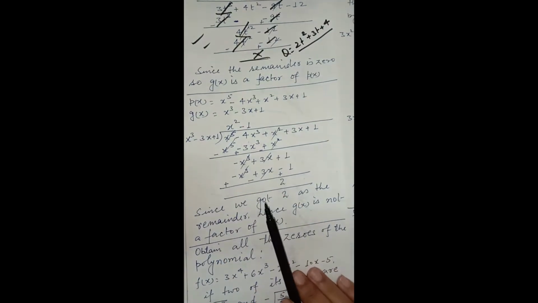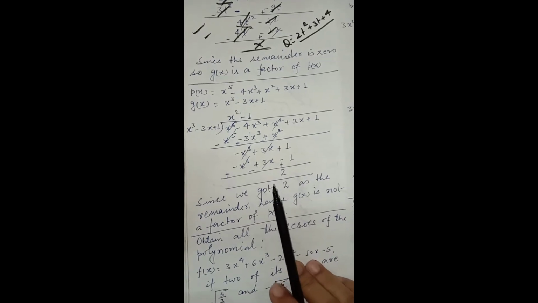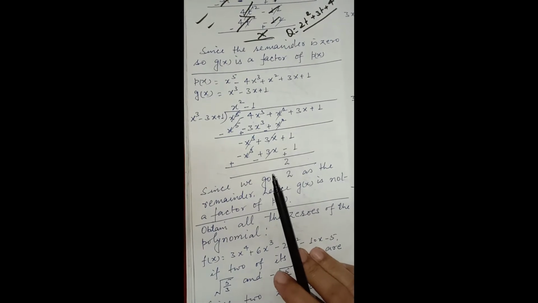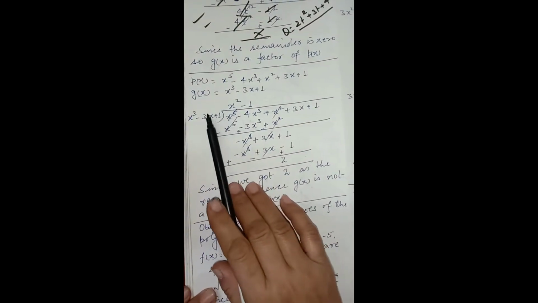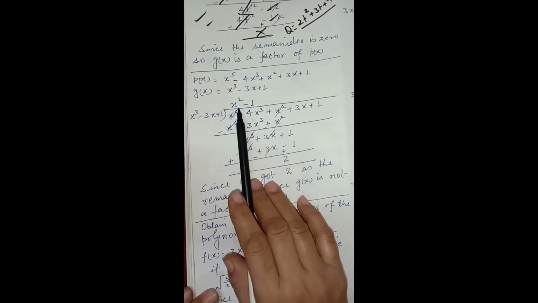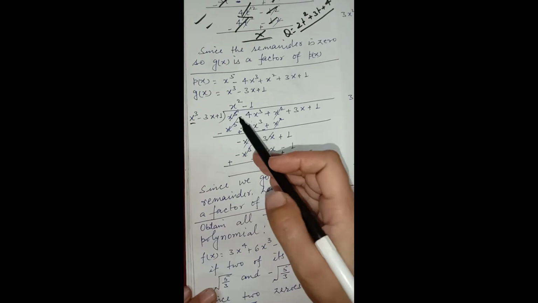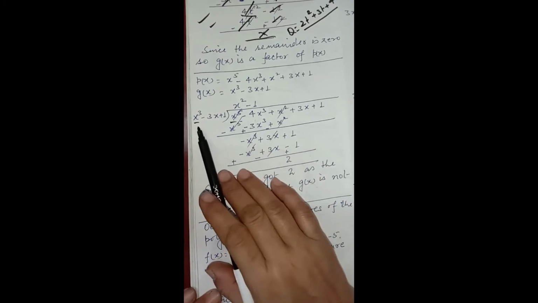If the remainder is 0, then we will say g(x) is a factor of p(x), and if the remainder is not 0, then we will say g(x) is not a factor of p(x). So we will divide p(x) by g(x). We will do the process: we consider the first term of the dividend and the first term of the divisor.